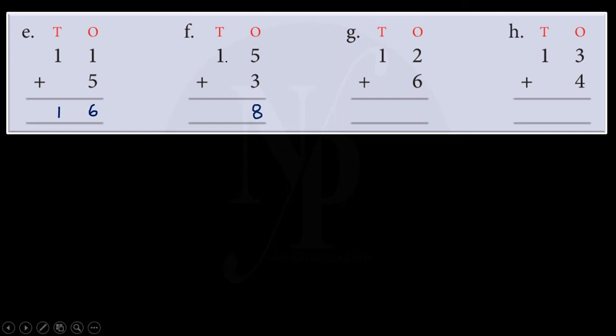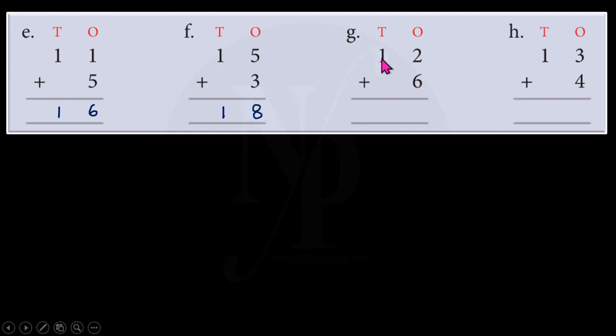And then here in tens place we have 1 and 0. No number represents 0. Therefore 1 plus 0 is 1. So we get 18. That is 15 plus 3 is equal to 18.